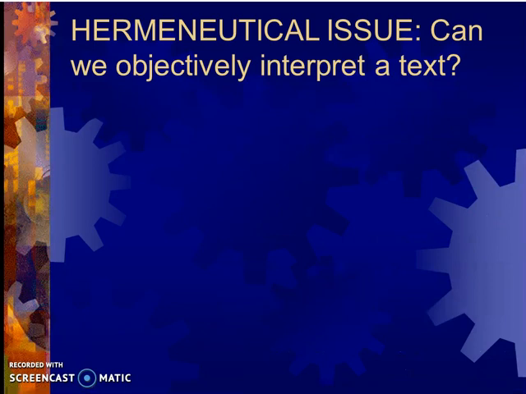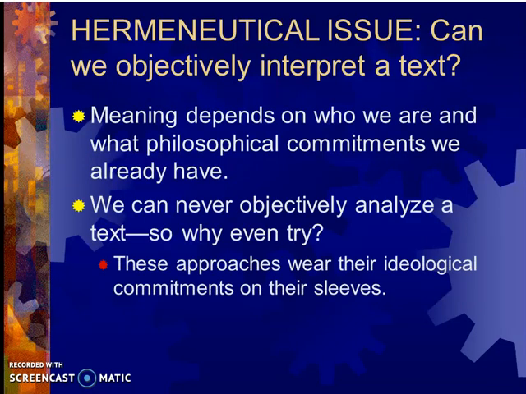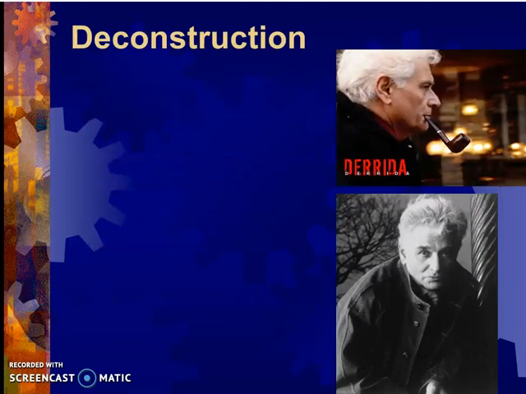So a hermeneutic issue is, can we objectively interpret what a text means? If meaning depends on who we are and what philosophical commitments we already have, then is it possible that we can never objectively analyze a text? And if we cannot objectively analyze a text, why even try? And so reader-oriented approaches tend to wear their ideological commitments on their sleeves.